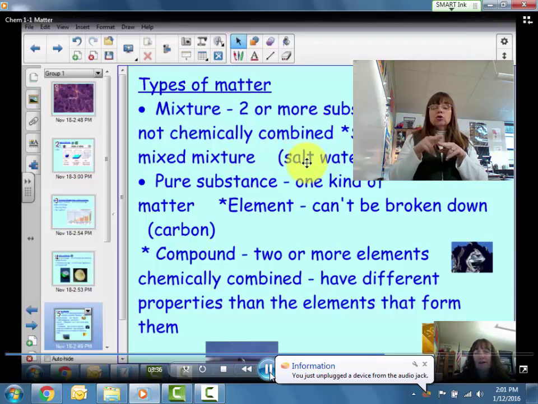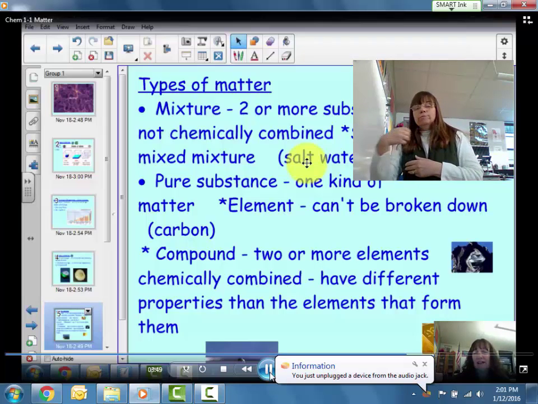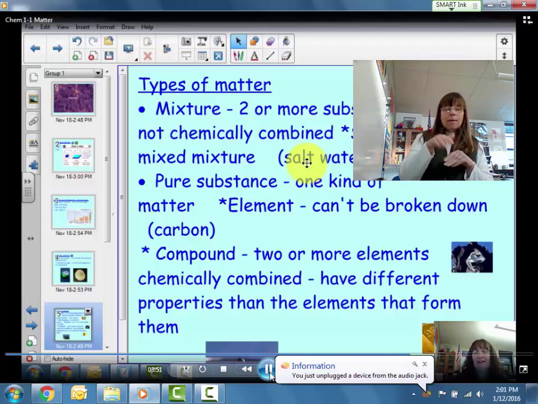For instance, salt water. It looks like it would really be hard to get the salt out of the water, right? But really all you have to do is boil the water, and the water turns into a gas, and then you're going to be left with salt in the bottom of your pan. Same for lemonade. If you boil lemonade, you're going to end up with that powdered lemonade mix in the bottom.